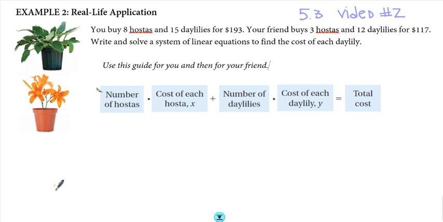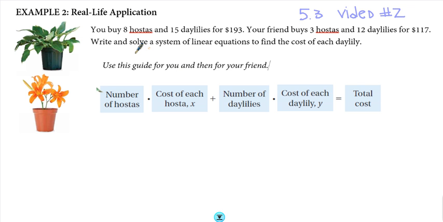Okay, so now I'll read this problem one more time. It says, you buy 8 hostas and 15 daylilies for $193. Your friend buys 3 hostas and 12 daylilies for $117. Write and solve a system of linear equations to find the cost of each daylily.